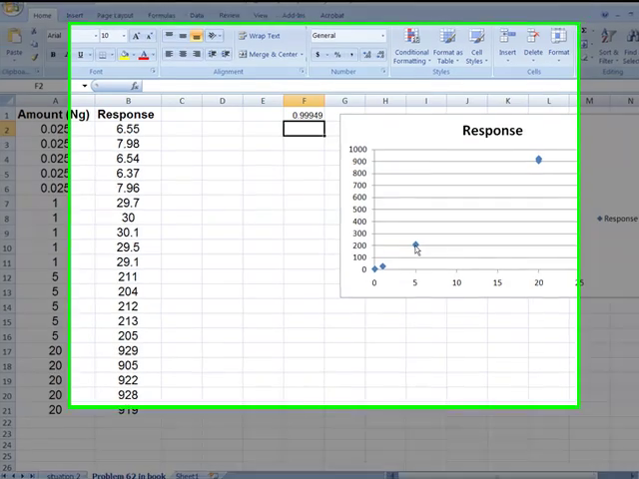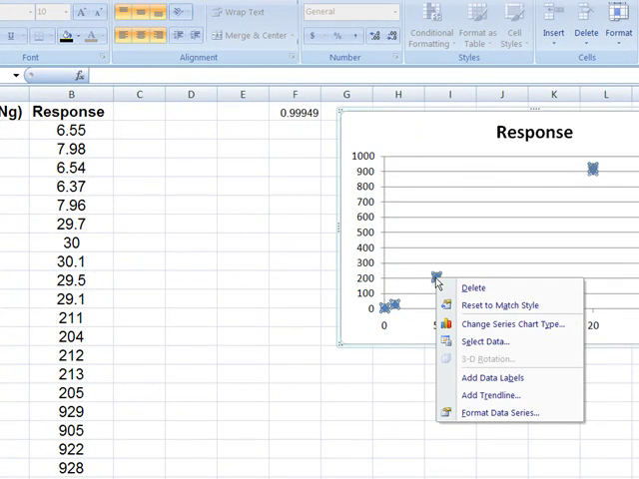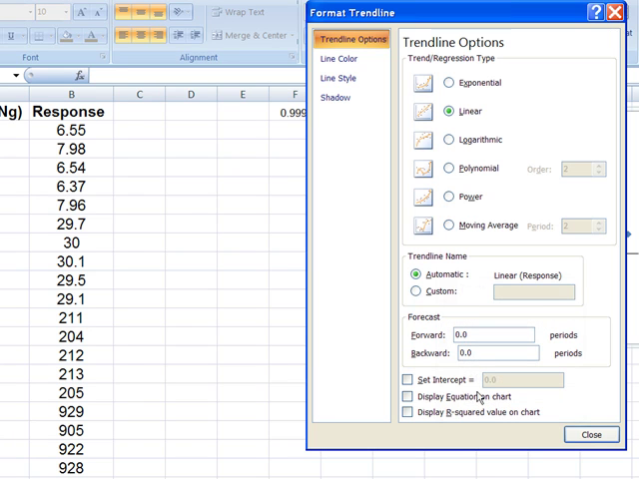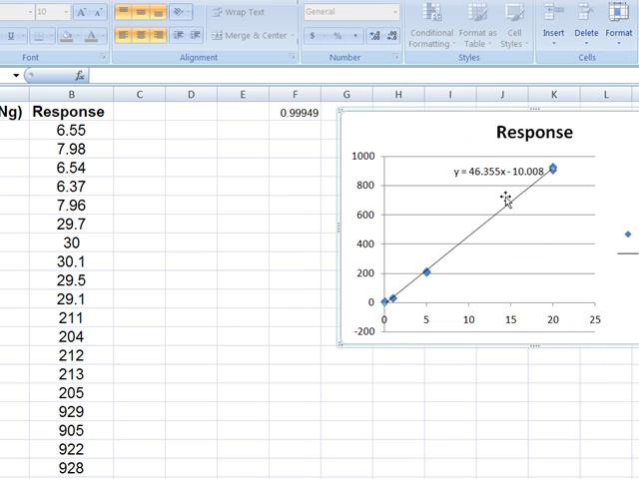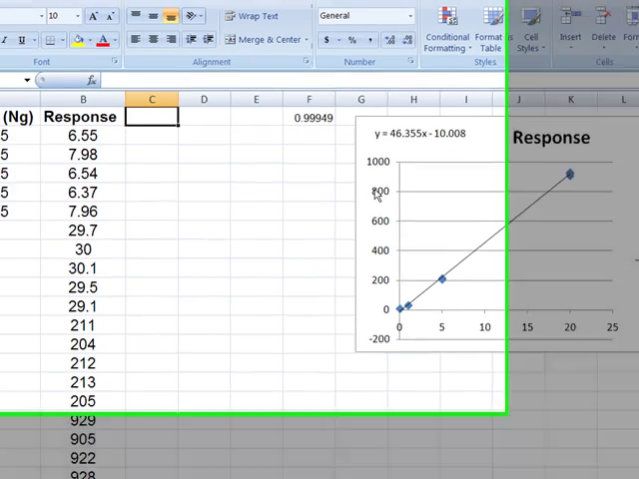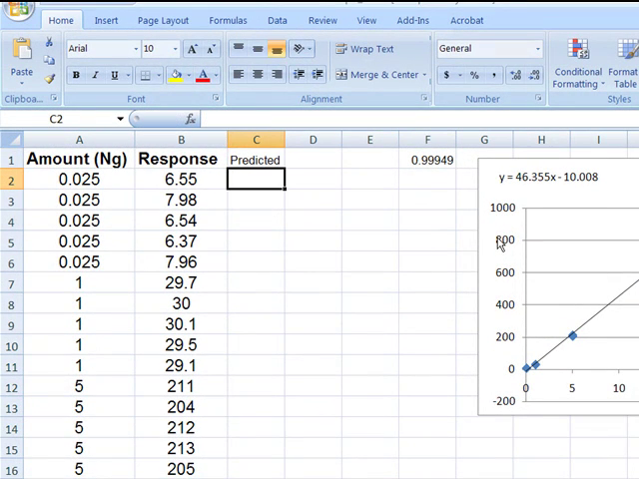Let's find our least squares regression line. I'm going to right click on an ordered pair, add trend line, display equation on chart. Here's my regression line. So now let's find the predicted values. I'm going to again enter my least squares regression line here, times my x variable, my explanatory variable, which is this one right here.